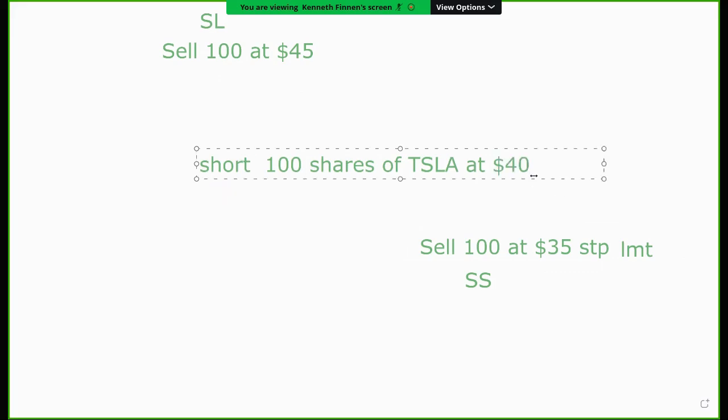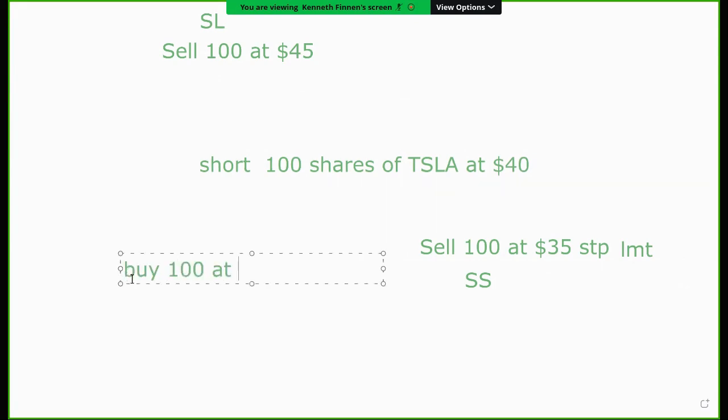So maybe I'd place a buy limit below. Buy 100 at 35. A buy limit. No stop, no nothing. I don't need it to trigger there. I just want to buy it. That means if it trades there, I'm willing to buy it.